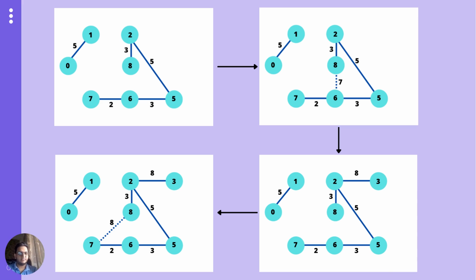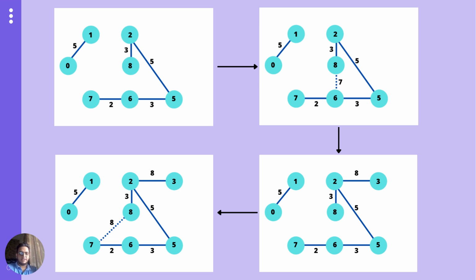The next edge will be 2 to 5. Still no cycle is formed, so we will include it as well. Now, when we go to the edge 8 to 6, this will make a cycle, so we are not going to include this edge. Next, we'll go to the edge 2 and 3. No cycle is formed, so we are going to include it. Next, we'll go to the edge 7 to 8. This will make a cycle as well, so we are not going to include it.